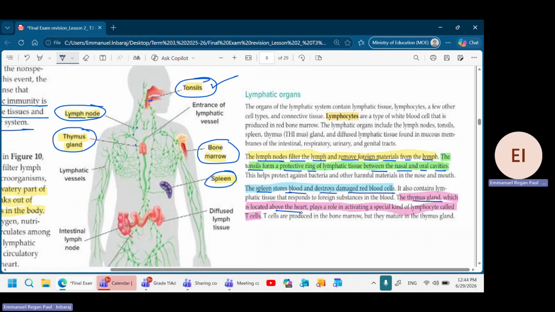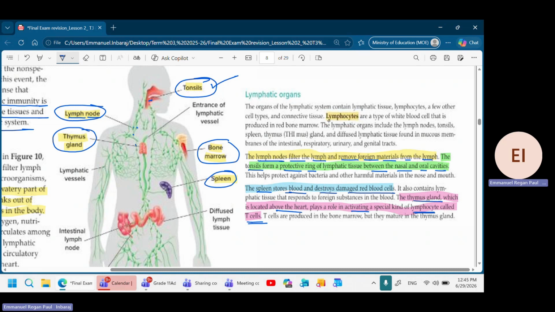It's located above the heart and plays a role in activating lymphocytes called the T cells. You see, T for T, thymus, T cells. Spleen, red blood cells. Tonsils, protective ring of lymphatic tissue between the nasal and the oral cavity, protective ring. Lymph nodes, lymph and foreign materials from the lymph. So these are the four structures and these are the functions that you should know.